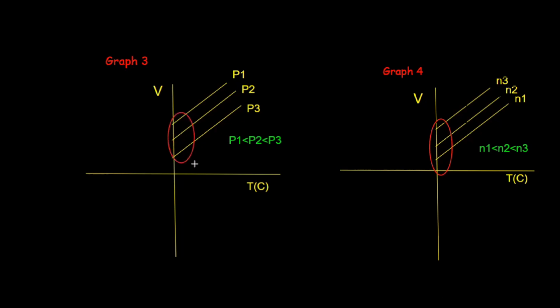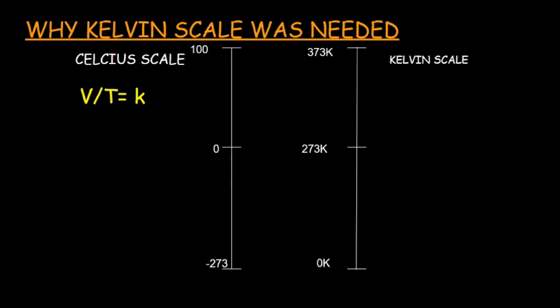And here, when pressure has increased, the volume at 0 degrees Celsius has decreased, which indicates the phenomenon of compressibility. So this was all about the graphical explanation of Charles' law. Why the Kelvin scale was needed, why the Celsius scale was unable to prove Charles' equation, and what is absolute zero.